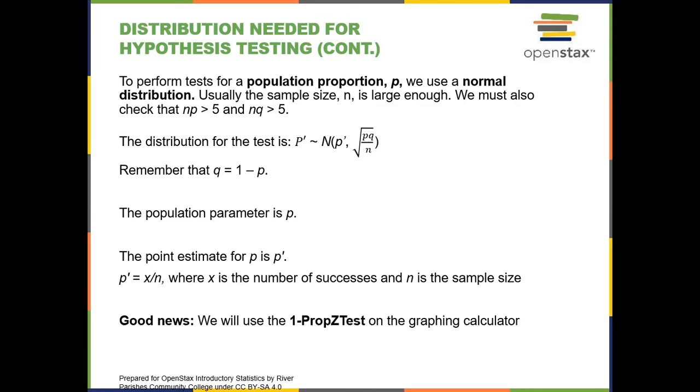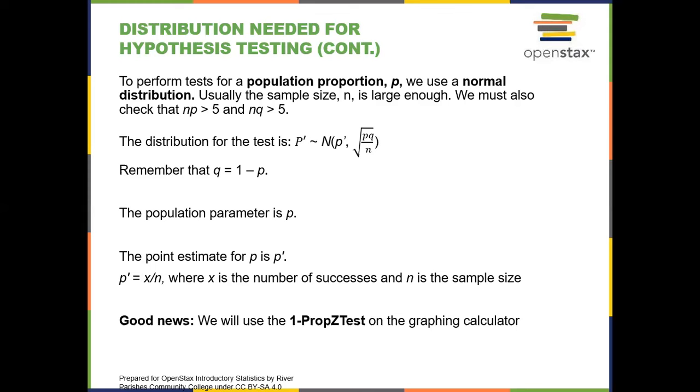So when n times p and n times q are both greater than 5, then the sampling distribution of p prime, which is the sample proportion, follows a normal distribution with a mean equal to the mean of the population and a standard deviation equal to the square root of p times q divided by n. Okay, remember that q, the probability of failure, is 1 minus p.